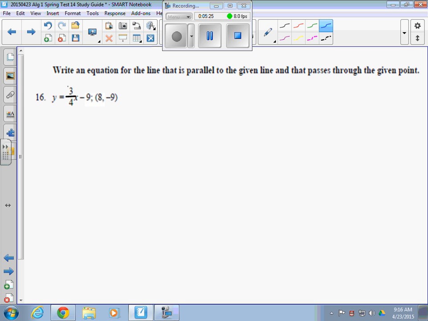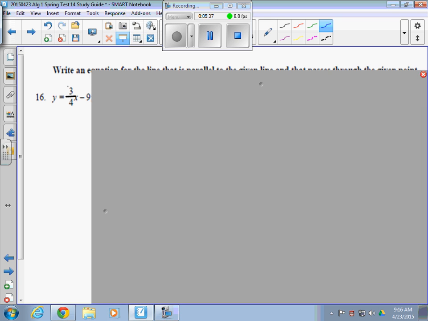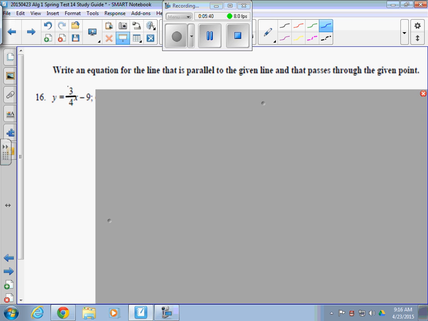Problem 16 tells you to write an equation for a line that is parallel to the given line and passes through the given point. If you look just at the equation given, y equals 3/4 x minus 9, that is in y equals mx plus b form. The only thing you're interested in from that equation, since it tells you the other equation is parallel, is the slope. Parallel lines, we know, have the exact same slope.